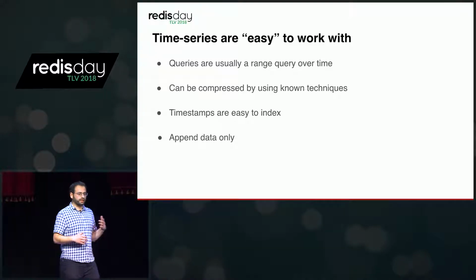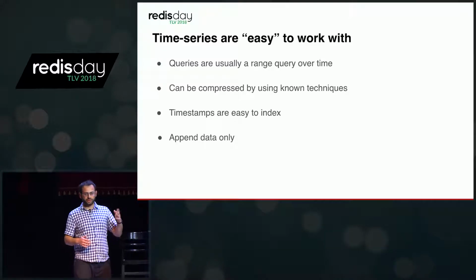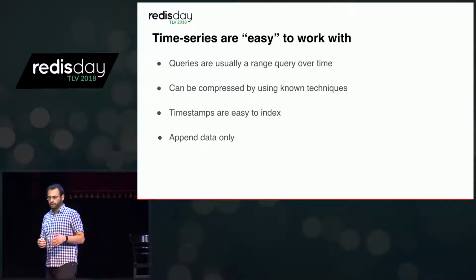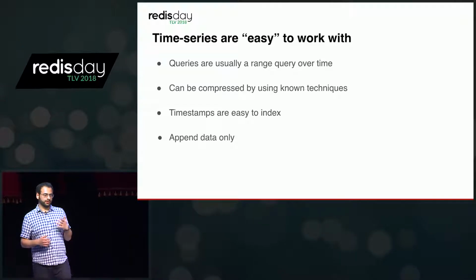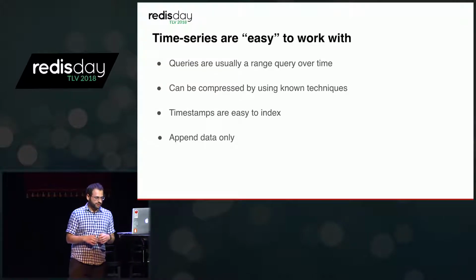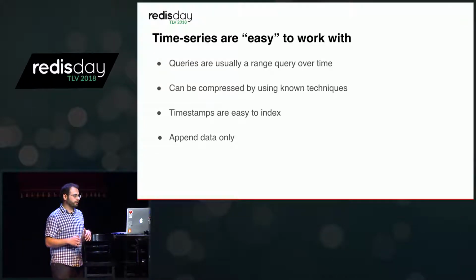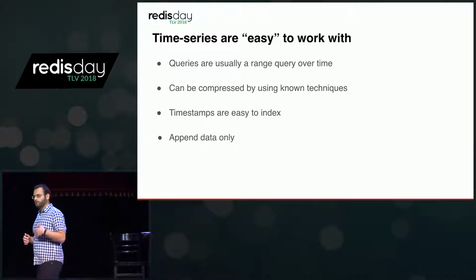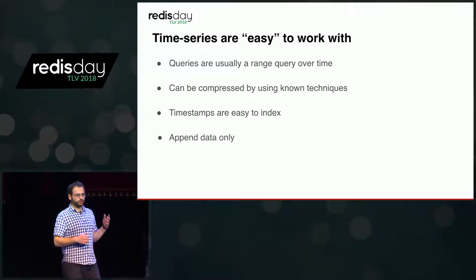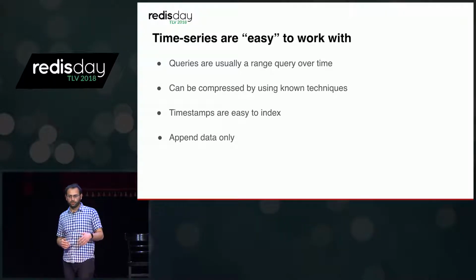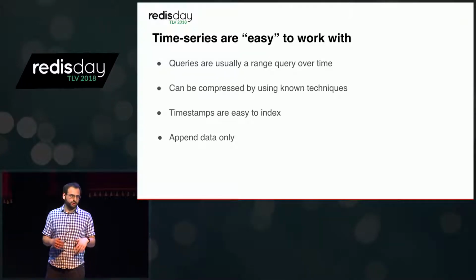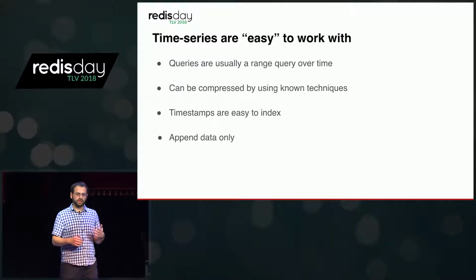We can index it a lot more easily. For example, Salvatore, in the streams data structure, uses a radix tree to index the timestamps. Timestamps are indexed very easily if you compare it to other data types. And today there are also new types of compression algorithms for time series. Facebook showcased their Gorilla paper about a year and a half ago. They showed a much faster and better compression algorithm for time series.